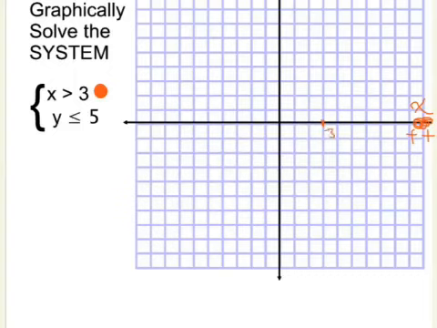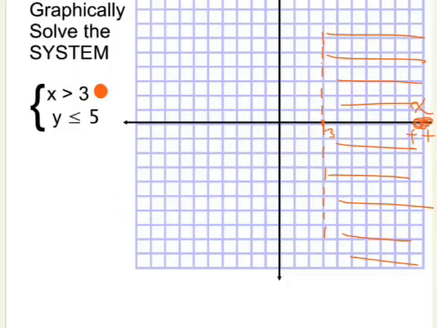So what I'm going to do is draw a dotted line, and it's dotted because it doesn't have an equal sign. And then I'm going to shade to the right because this is where x is bigger than 3. Now you take a deep breath and you go to the other one. We're going to use this lovely avocado color. And let's see where y is smaller than 5.